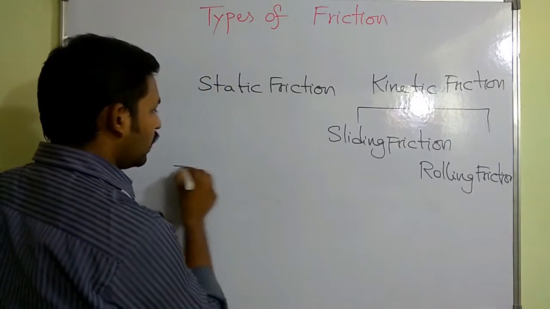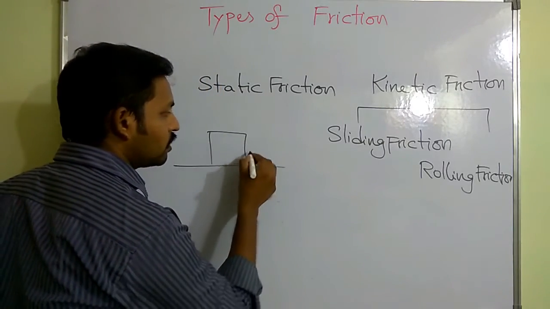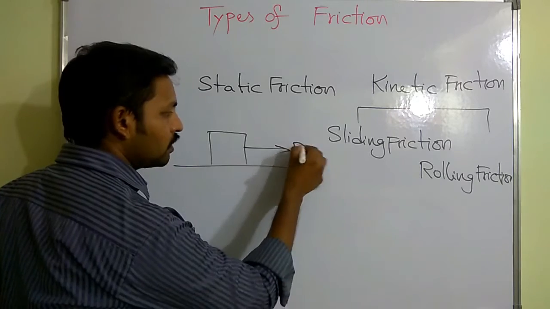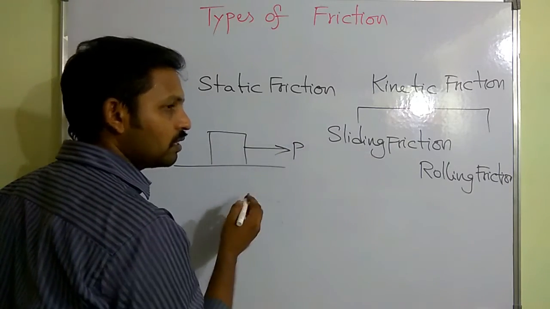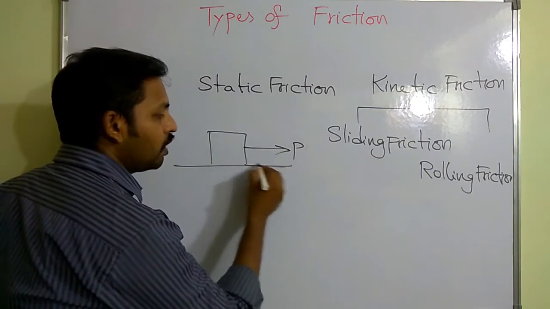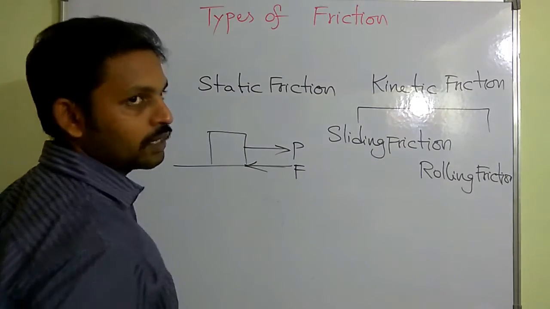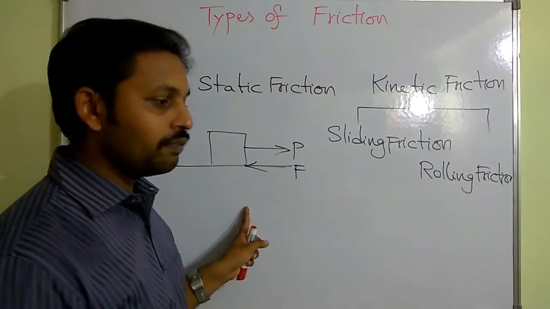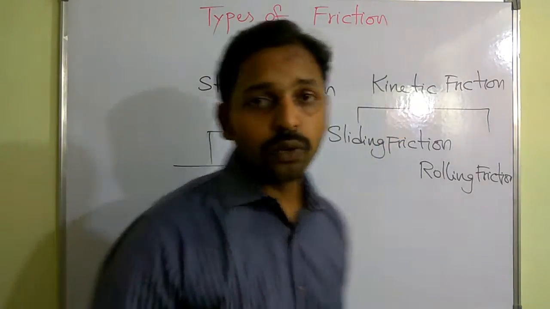So when I consider sliding friction, if I apply force P in this direction, the object will be having motion in this direction. Then the frictional force will be in the opposite direction. This is in the case of a sliding friction, but it is different in rolling friction.